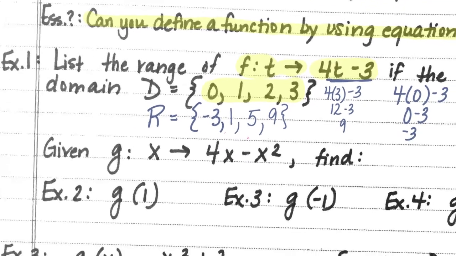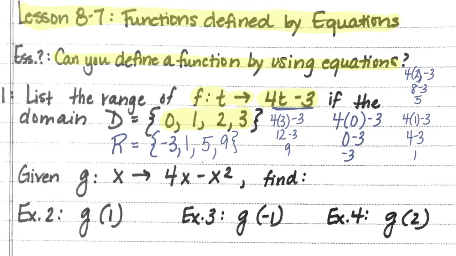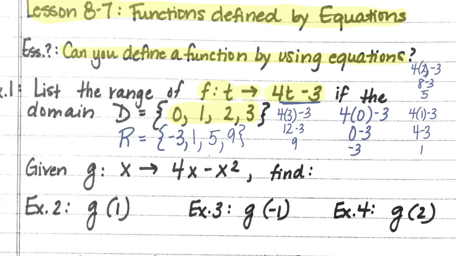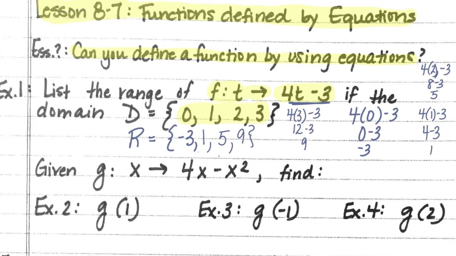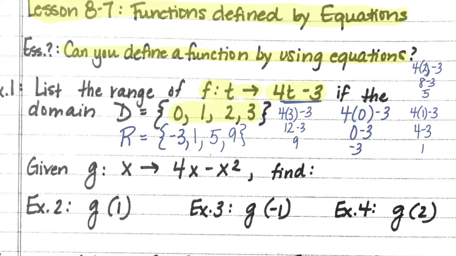All right, so let's get to the heart of this. These questions get a little bit more confusing, like example 2, 3, and 4. The next examples, they give us g of x is equal to 4x minus x squared. And then they're telling us to find certain things. You see how they're telling us to find g of 1? I'm going to write that down. This is g of 1. Then the next one's g of negative 1.